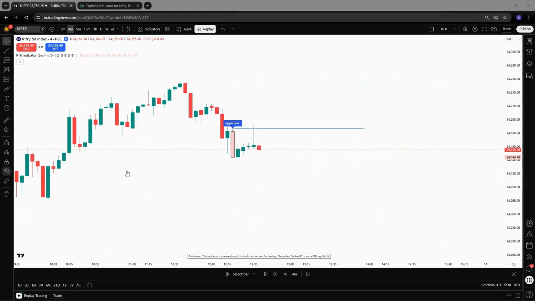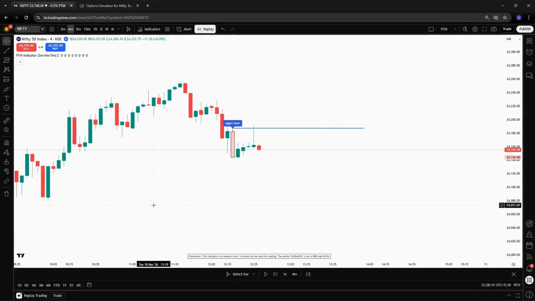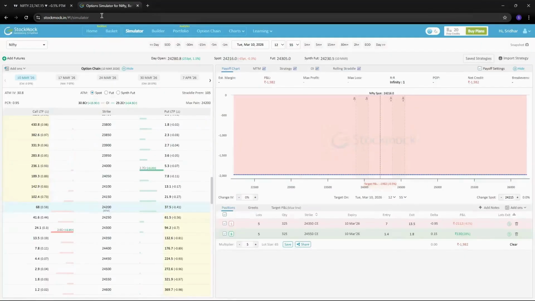Now the next method is you wait for a candle to close above this. You wait for the candle to close above it. So let us see which candle closes above it. Okay, this candle closes above it. This candle closes at 12:47. So that is 12:51, 47 plus 4 minutes, 12:51. So let me go back.